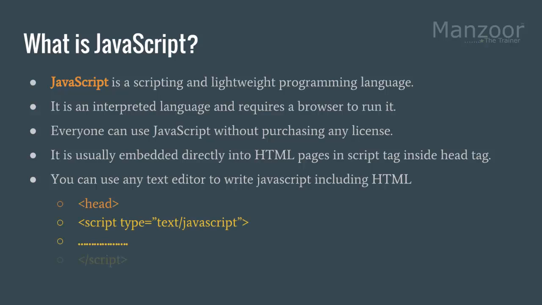The sample is this. You have the head tag, start and end. Between that you have a script tag and you write the script, and here you say the type of script that I am going to write is text/javascript. In simple words, JavaScript is a lightweight programming language which is used to perform some client-side activities in your web application. Now enough of theory, let's dive into the practical.